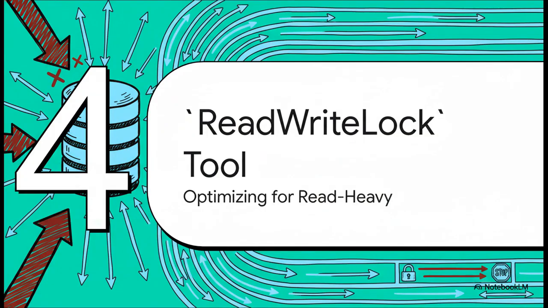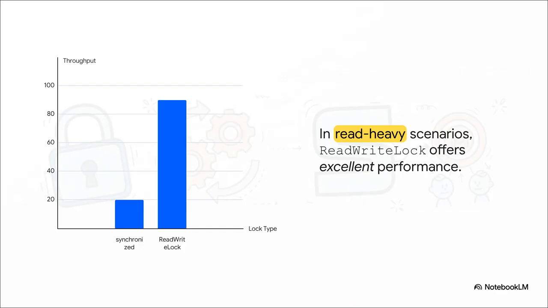Okay, time for a specialty tool. Imagine you have some data that gets read, like 1,000,000 times, but only gets written to once in a while. If you used a standard lock, you'd create a huge bottleneck. That's where read-write lock comes in. It's designed for exactly this scenario. And let me tell you, the performance difference can be absolutely massive.